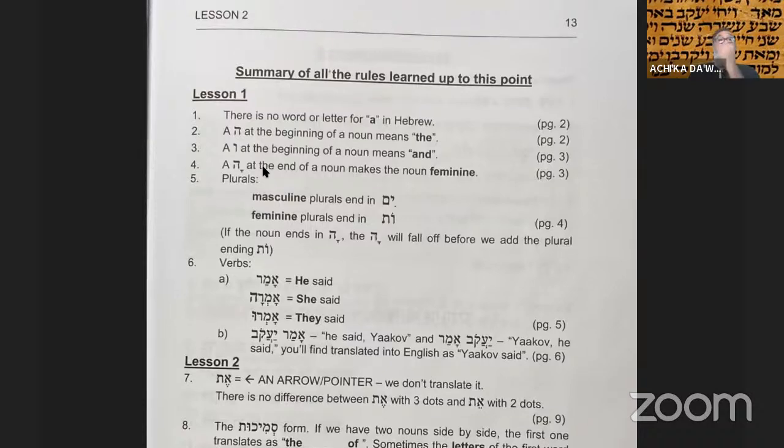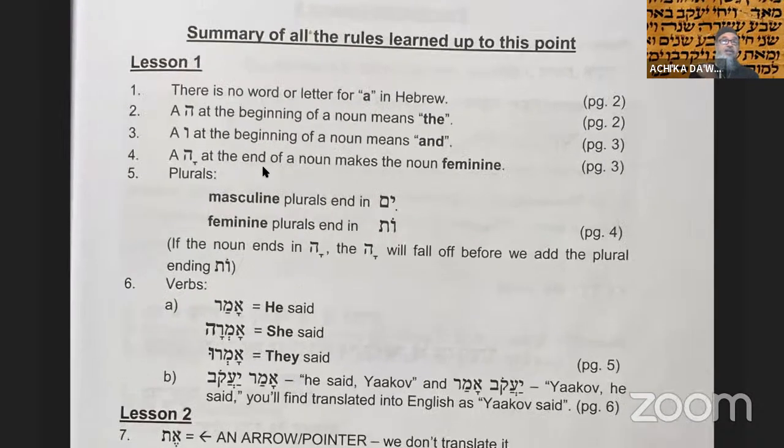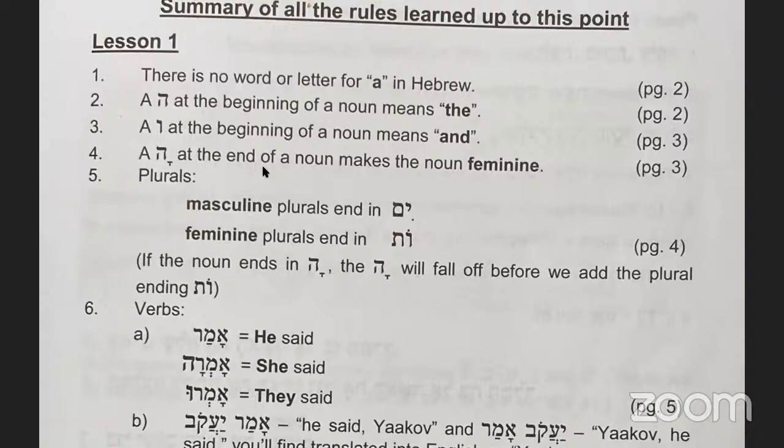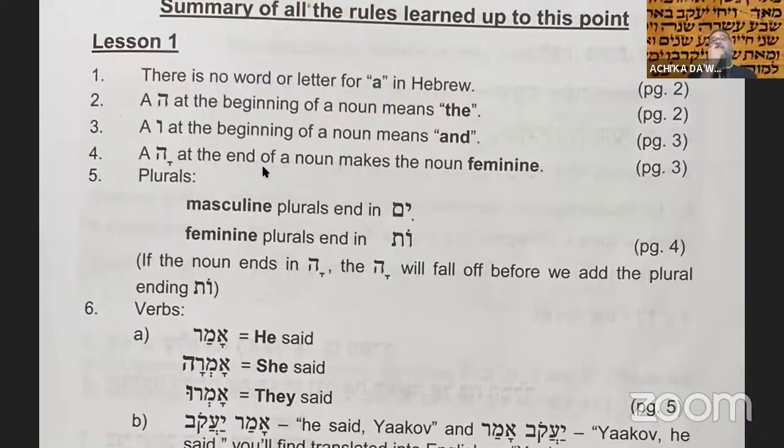Rule number 1. Somebody tell me rule number 1. Read it. There's no word or letter for "a" in Hebrew. You guys believe that? Don't ever change that. Aleph is not "a". And the "a" that's in translation is implied. It's not put there by any letter or word.